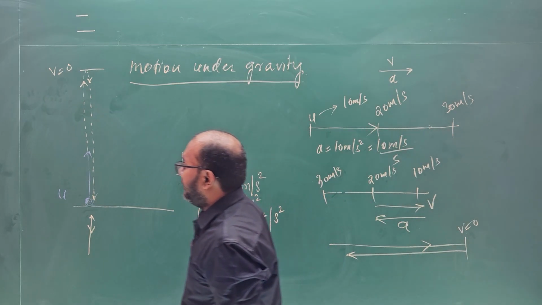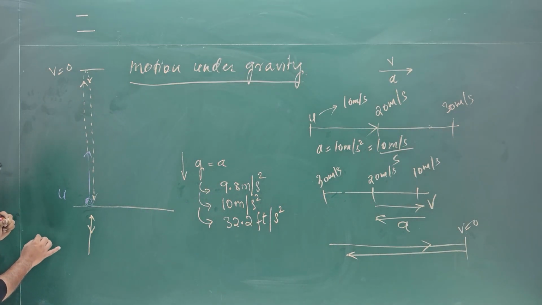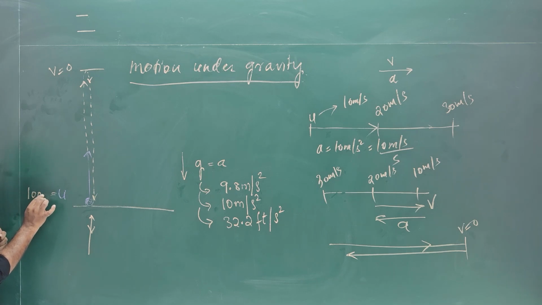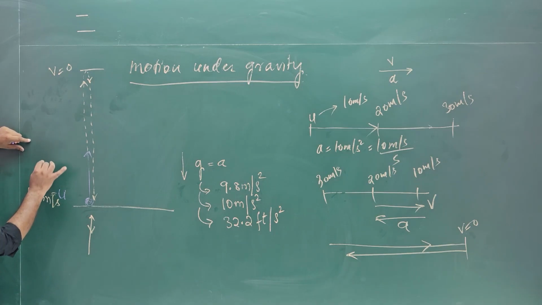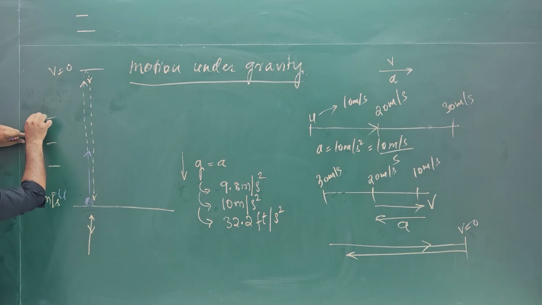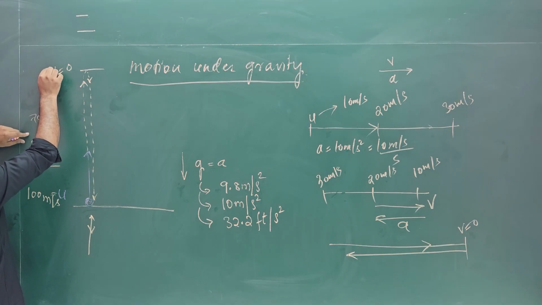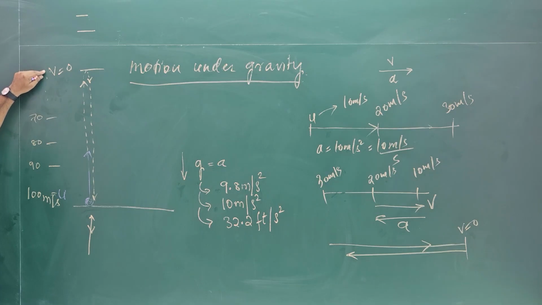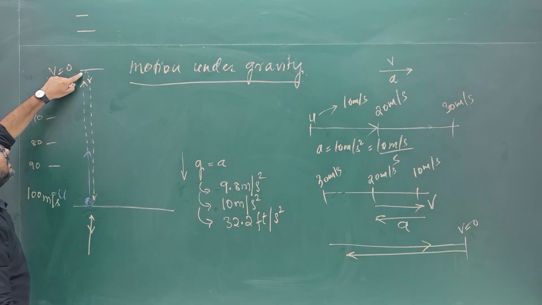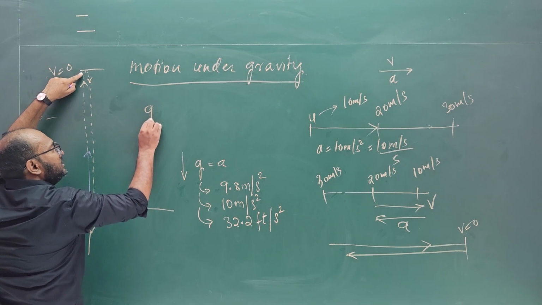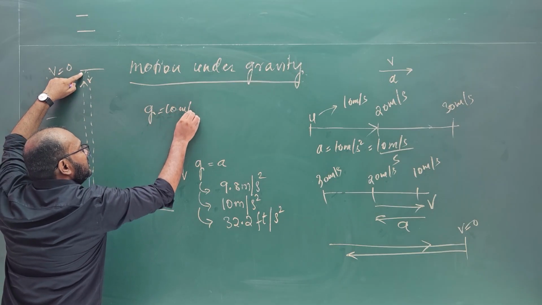Acceleration due to gravity. Now, for example, consider this velocity is 100 meter per second. After 1 second, velocity decreasing or increasing? Decreasing. Let the value be 90. After 1 more second, 80. After 1 more second, 70. So on, the velocity at this point becomes what? 0.